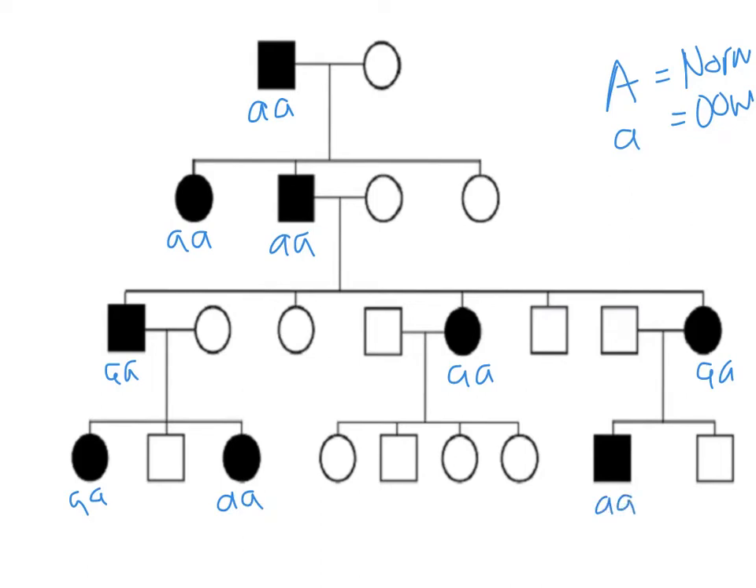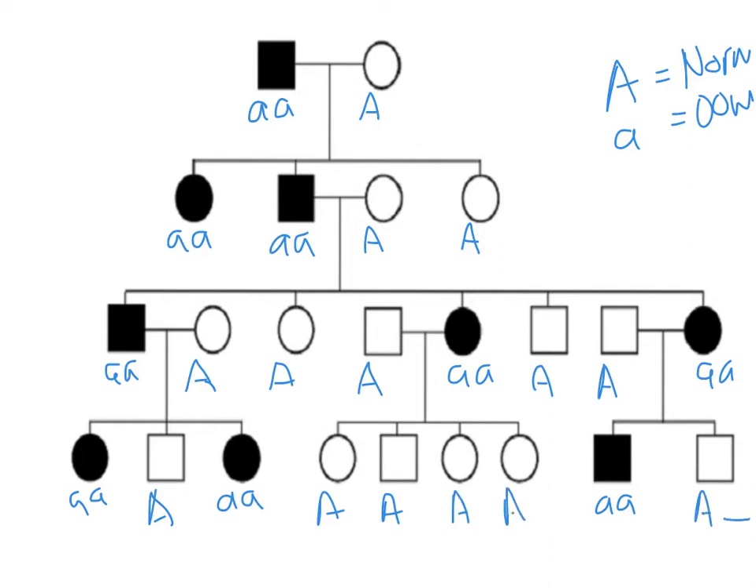And you know that every single one of the clear circles or squares would have to have at least one dominant gene. Because remember, you're going to be visible if you have at least one dominant gene. Now the trick is trying to fill in all of the missing genes based upon looking at this family tree.